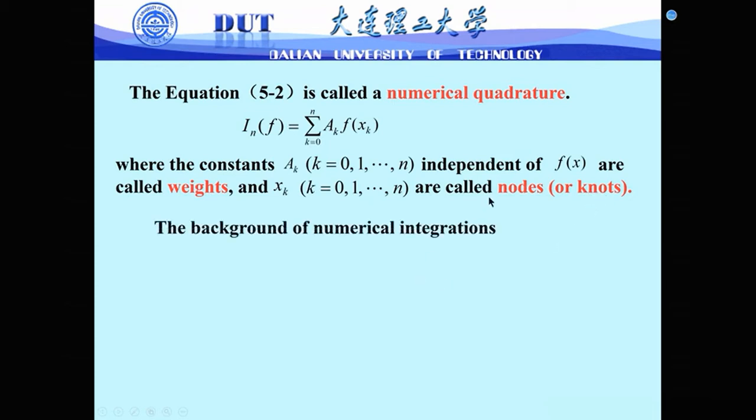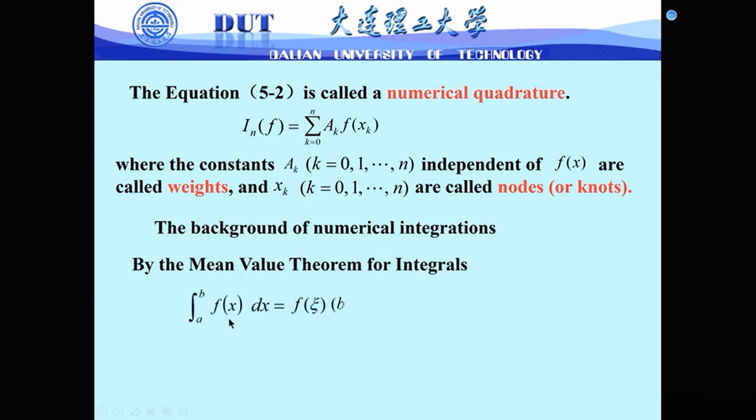So here is the background of numerical integrations. Actually, by the mean value theorem for integrals, we know this formula in calculus: the exact integral of f(x) on the interval [a, b] equals f(c) multiplied by (b minus a). Remember, this is the mean value theorem for integrals. But the question is, we don't know where c is.